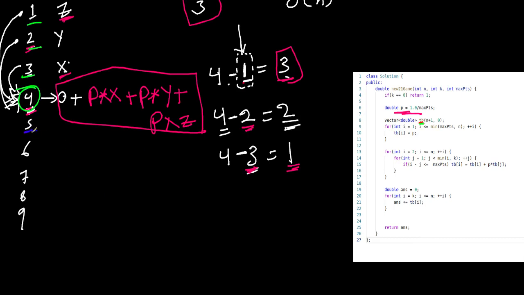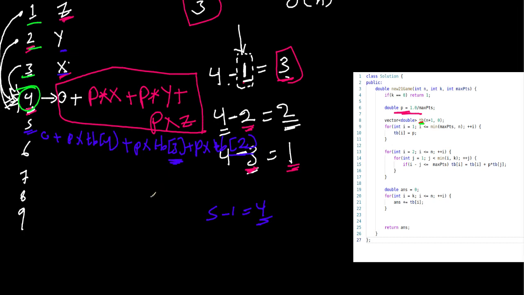Now the same for 5, we can reach 5 from 5 minus 1 equal 4, so it's 0 plus the probability P multiplied by the solution at 4, dp of 4, plus P multiplied by dp of 3, plus P multiplied by dp of 2, which is the solution at 2. In this case dp of 3 is x, dp of 2 is y.